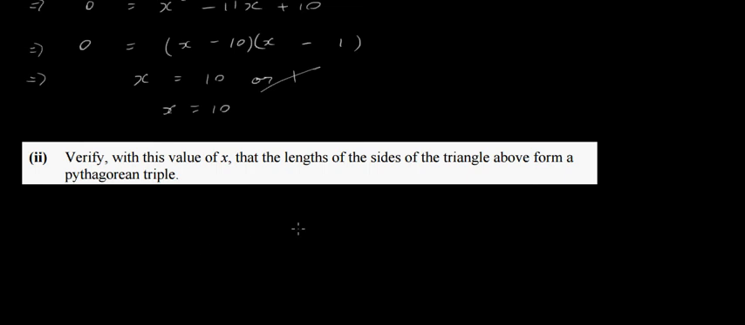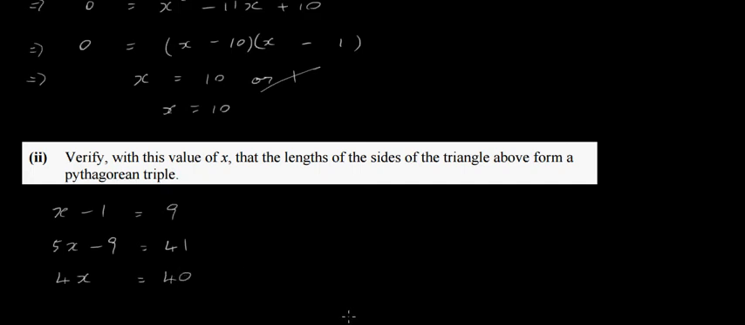Now verify, using this value of x, that the lengths of the sides of the triangle form a Pythagorean triple. So all we've got to do is change the lengths with x's to lengths with actual numbers, so get rid of the x's, in other words. One of the sides was x minus 1, so that's 10 minus 1, which is 9. The other one was 5x minus 9, so that's 50 minus 9, which is 41. And the third side is 4x, so that's 4 tens, which is 40.